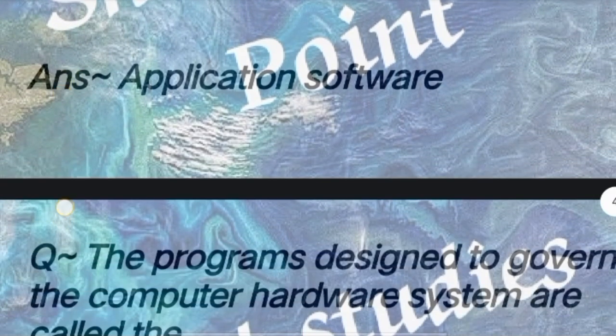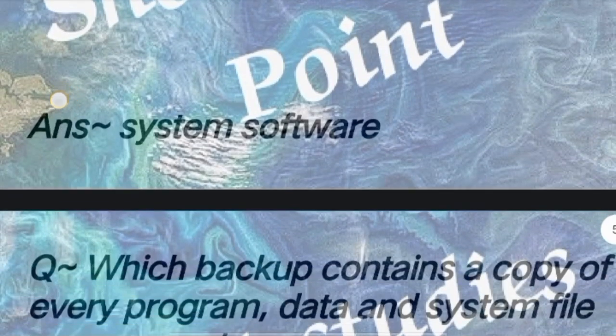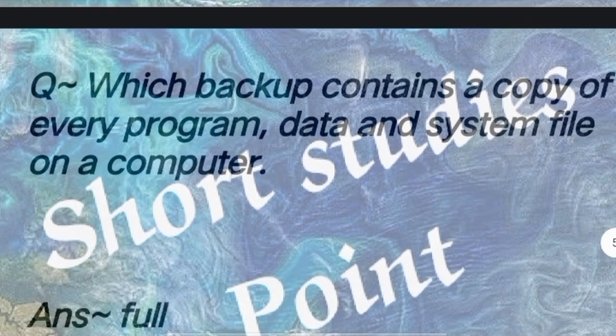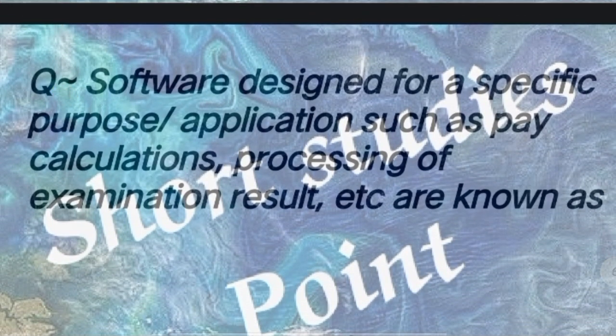Answer: application software. Next question: The programs designed to govern the computer hardware system are called system software. Next question: Which backup contains a copy of every program, data and system file on a computer? Answer: full. Next question: software are designed for a specific purpose.